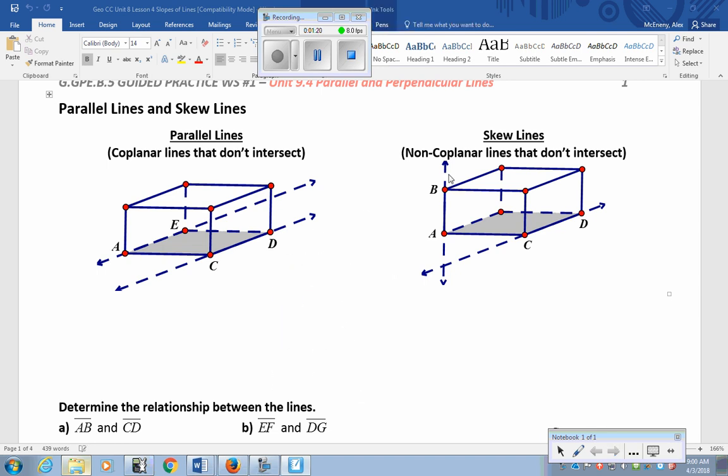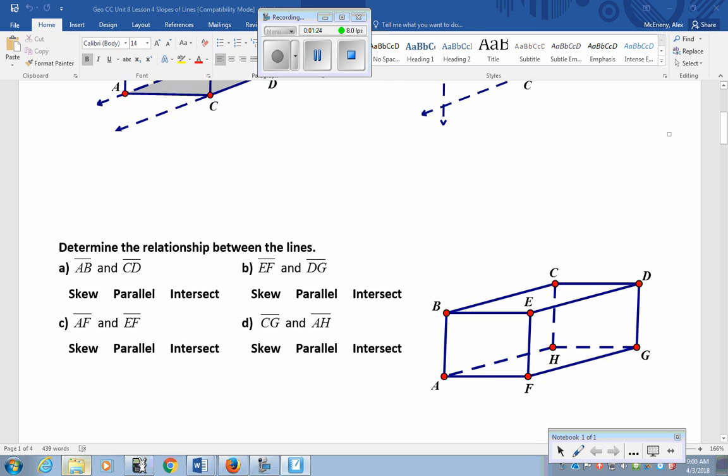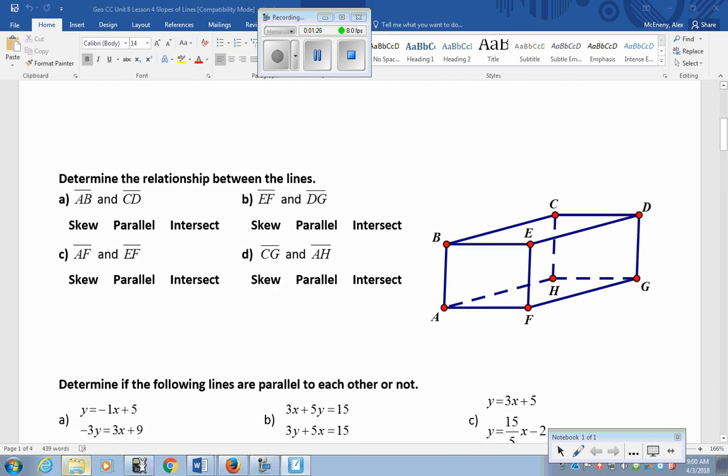There are some different definitions, and we're going to look at a couple of these in the examples. Like AB and CD: AB is this segment right here, and CD is this segment. Well, they don't share a plane, and they don't intersect. So in this case, these would be skew lines for A.